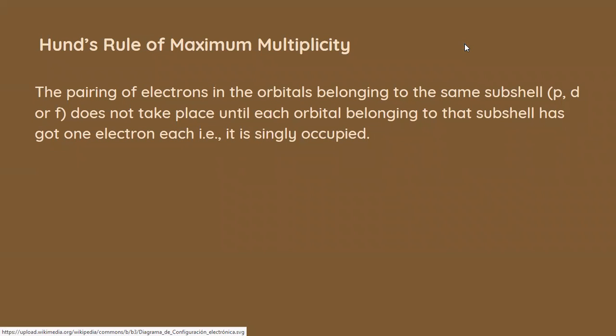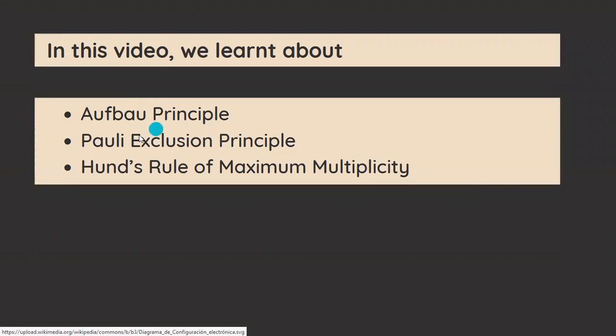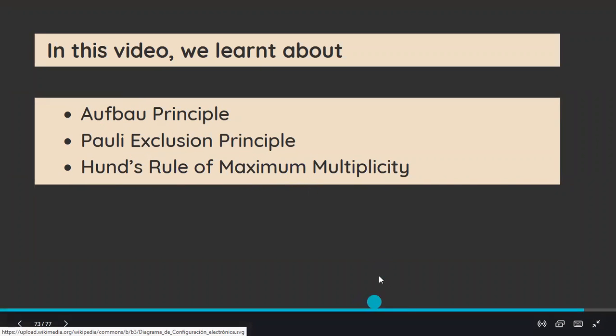Don't worry, we will be doing the electronic configuration of various atoms in the next video. So in this video, we learned about the Aufbau principle, Pauli's exclusion principle, and Hund's rule of maximum multiplicity. We will be applying these three rules to write down the electronic configuration of various elements, and that is discussed in the next video. Do check it out.